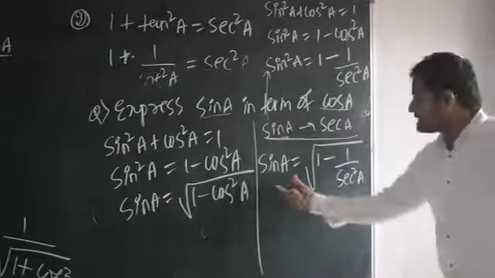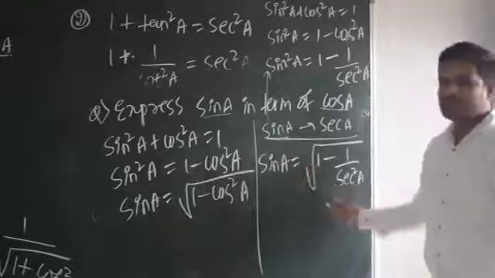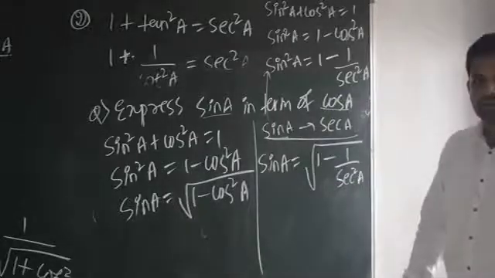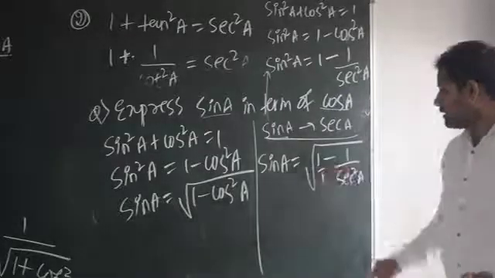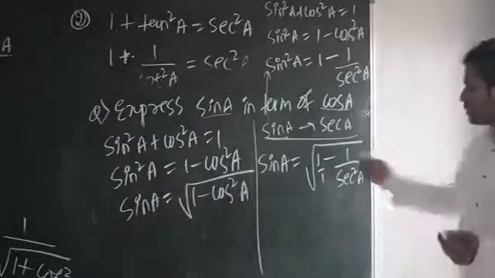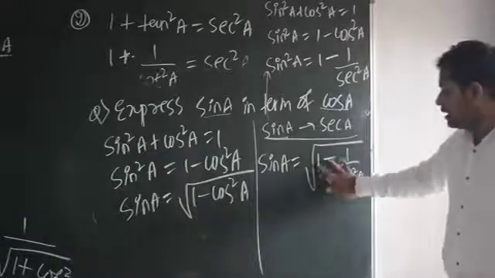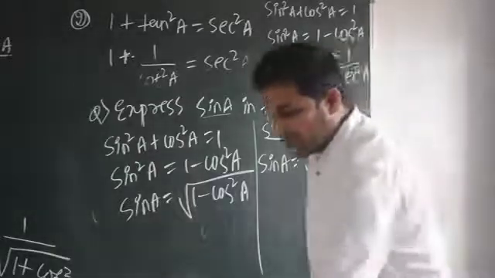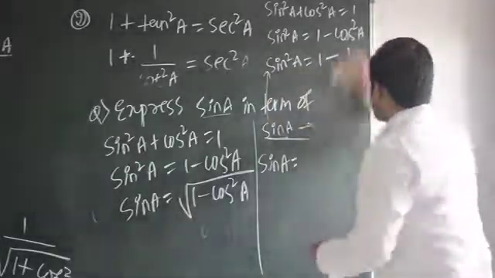Are you getting my point? Sine A is represented in the form of secant. Yes or no? You can take the LCM. If you take the LCM, it becomes secant square A. You can do all the drama, but this is more than enough to put it in the normal form. I hope you got it. Now you should be able to solve the second question.